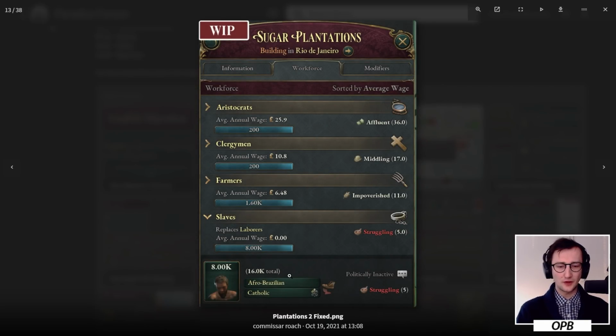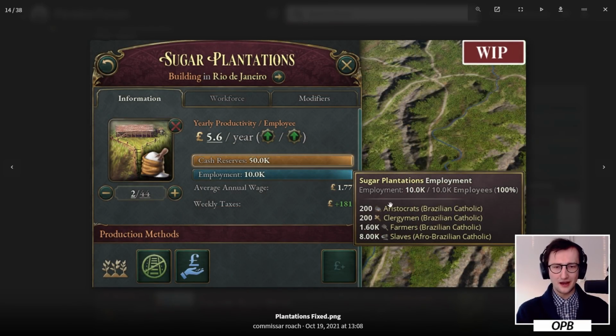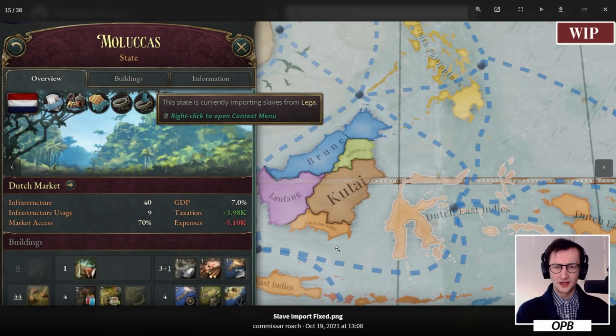Sugar plantations, this is pretty straightforward. You can see these slaves are being used, they're politically inactive, they get this guaranteed struggling level of social welfare, and that's about it. They basically come in where laborers would be. You can also see it again right here, sugar plantations in Rio de Janeiro. You can see what their production methods are and whatnot. Honestly, not too interesting, this one right here.